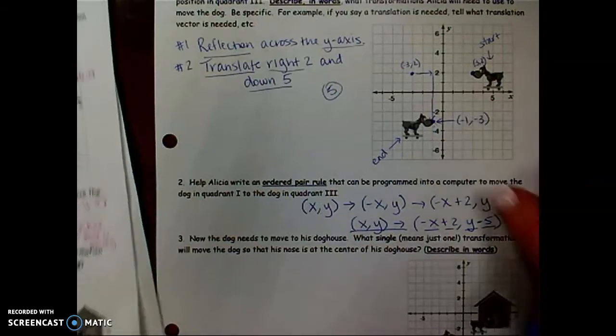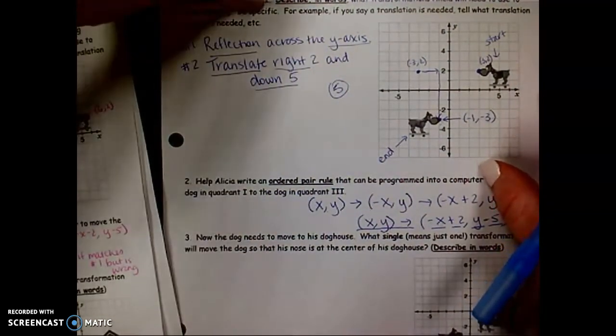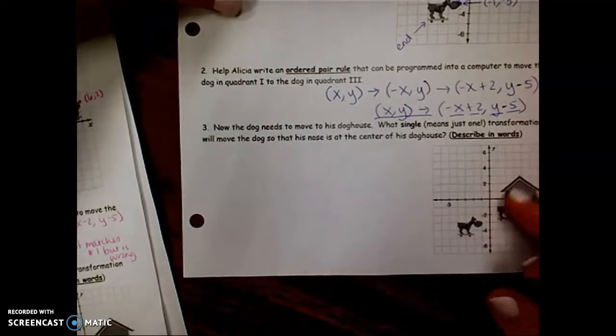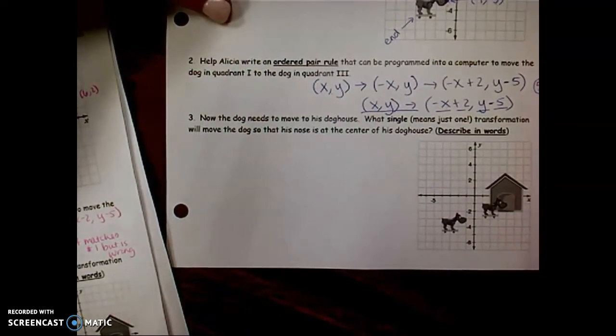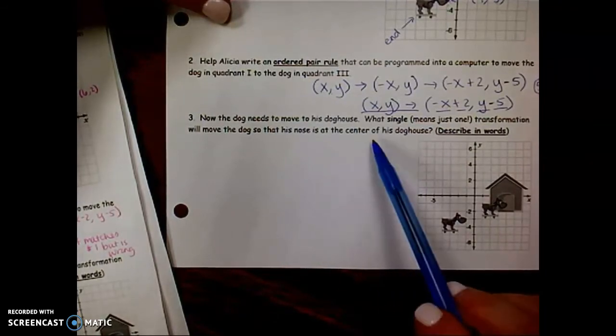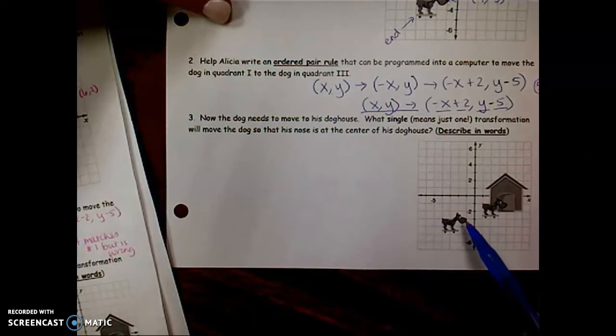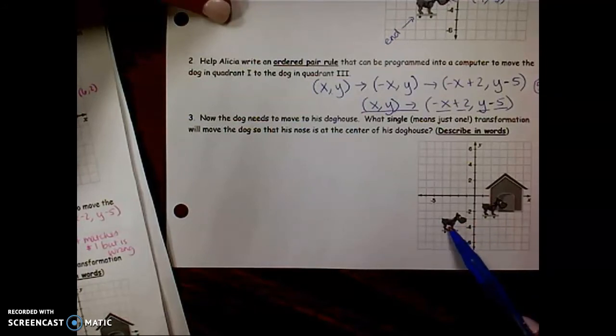All right, and then on number 3, now we want to move the dog into his doghouse. What single transformation, so just a reflection, just a rotation, or just a translation, will move the dog so that his nose is at the center of the doghouse? We do not need to flip the dog. We do not need to rotate the dog or any other thing to get it oriented in a different way. We just simply are going to translate it into place.